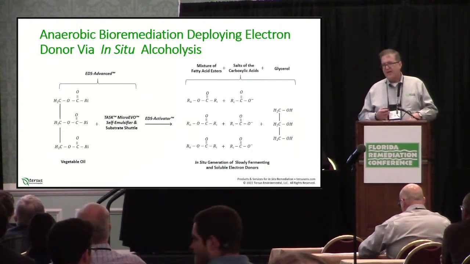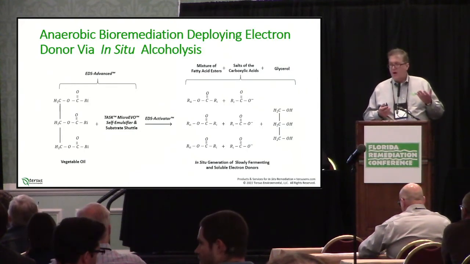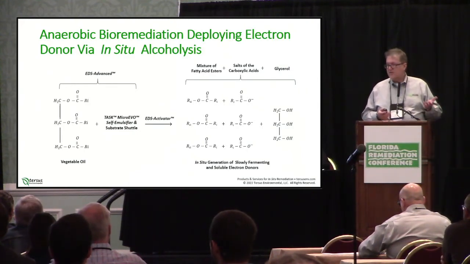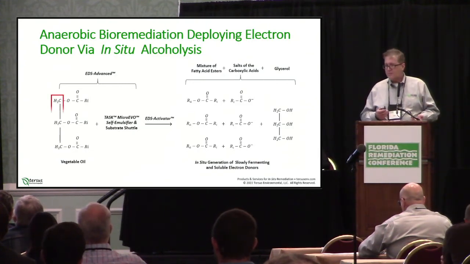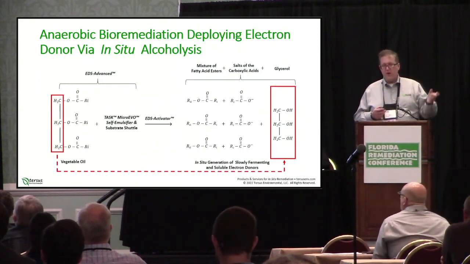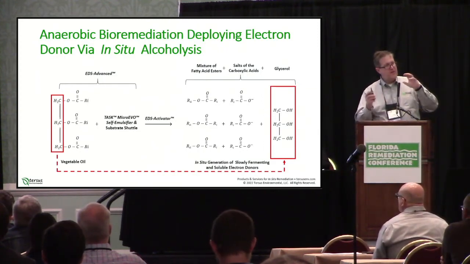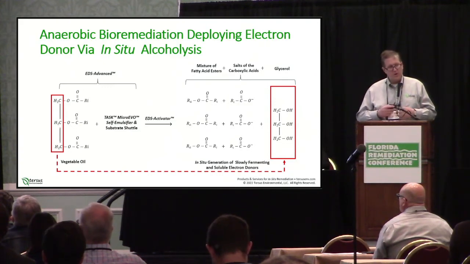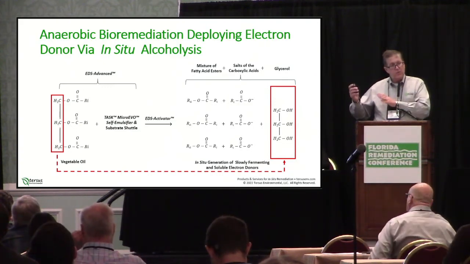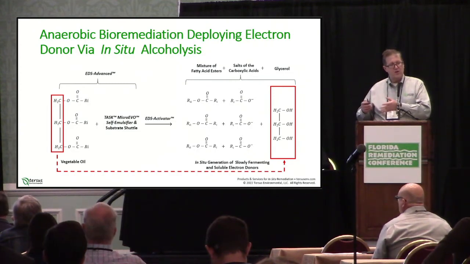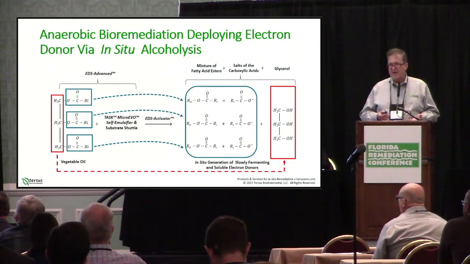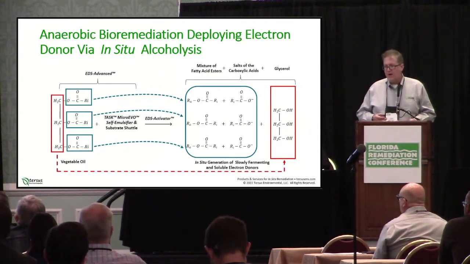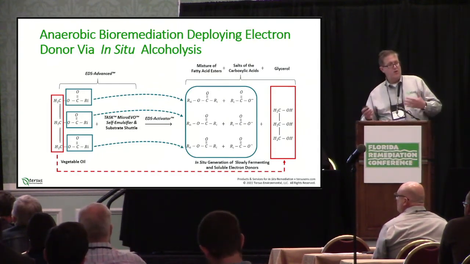And then by catalyzing that reaction, we're going to form a mixture of volatile fatty acids, the salts of the carboxylic acid, and then glycerol. What happens is we're going to break that bond. As soon as the catalyst comes in contact with the vegetable oil, that bond is going to be broken. It's going to then release glycerol, which is a soluble electron donor. And then we're going to generate those volatile fatty acids and the carboxylic acid salts. Those are going to migrate much further down gradient than you would expect on a normal type EVO injection project.